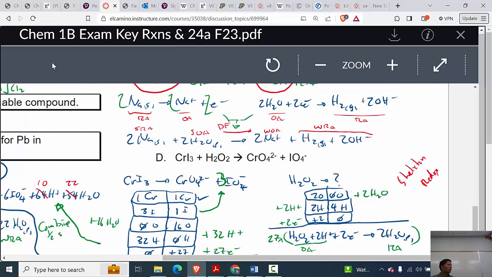All right, this one. I was just wondering how you would set it up with the products. Since there was chromium and iodide in both of the products, I wasn't sure where the hydrogen peroxide would go. Whenever we have hydrogen and oxygen, this is a trick. The only reason I did it this way is because the book had it like this. And so this is an advanced problem.